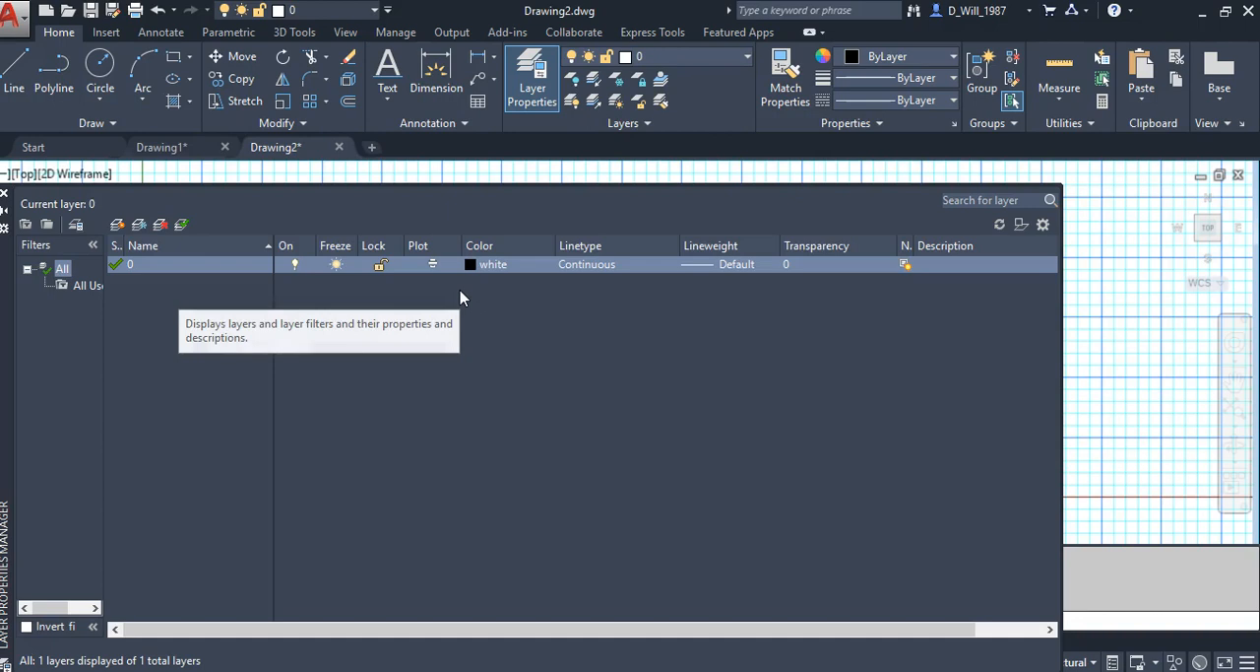Does it make sense to draw the whole drawing on layer 0, and then at the end make the layers and then start putting your geometry on those layers? That's backwards, so don't do that.